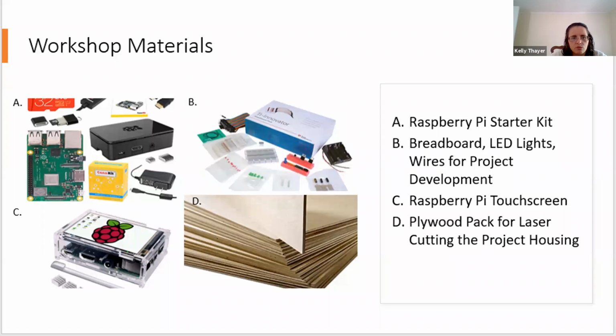So this is what we're going to get you for the workshop materials. You will be supplied with a Raspberry Pi. This is the power cord for it. This is a Raspberry Pi housing, so you can put it inside of this little box so it doesn't get bumped or whatever.